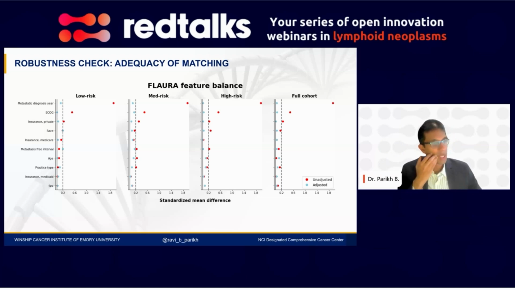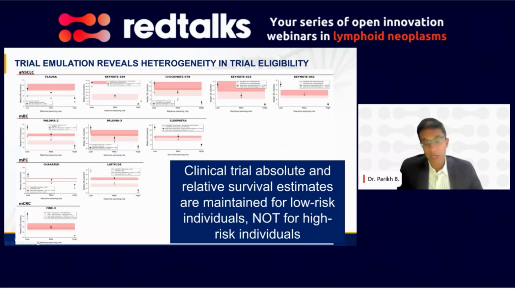You can see that by the fact that the blue adjusted dots generally tend to fall within a 0.1 standardized mean difference, which is a common threshold that's used to assess whether your trial is well balanced on certain observable characteristics. And then we ran our trial emulation.